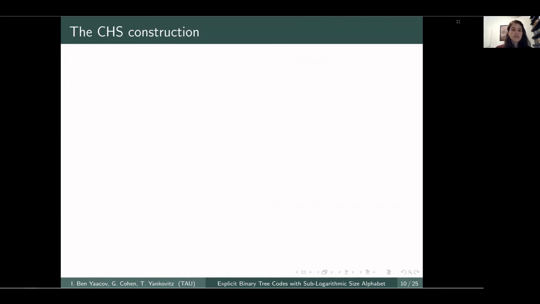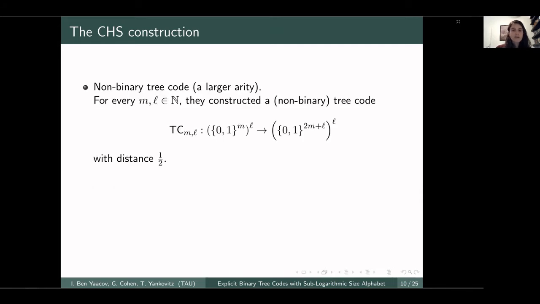We get the intuition for our construction from the work of CHS. As part of their work, the authors considered non-binary finite tree codes, and for every positive integers m and L, they constructed the tree code of depth L and arity of 2 to the m that has 2 to the 2m plus L colors. All the trees have distance of 1/2.